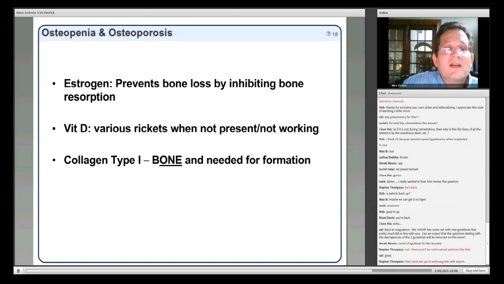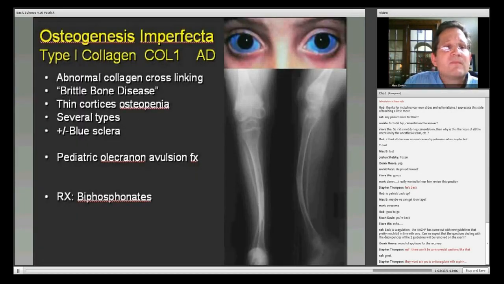We also learned that collagen type 1 is found in bone, and it's needed for the formation of good bone as well. People with osteogenesis imperfecta have weak bones. So here's the picture of a blue sclera person. If they ever showed you that, you should jump on osteogenesis imperfecta. It's an autosomal dominant trait because it codes for a structural gene, type 1 collagen. Brittle bone disease, osteopenia, the blue sclera because the sclera has collagen type 1 as well. And the other test question that goes along with osteogenesis imperfecta is a pediatric olecranon avulsion fracture.